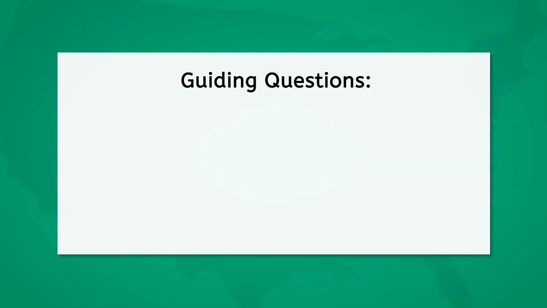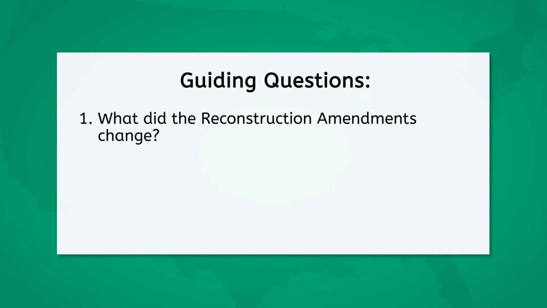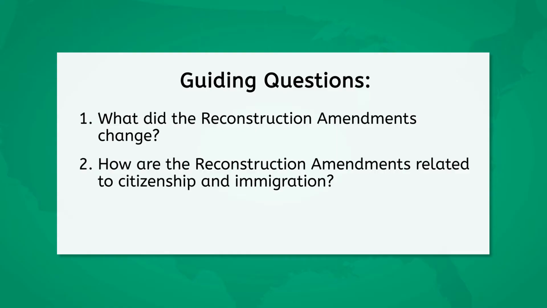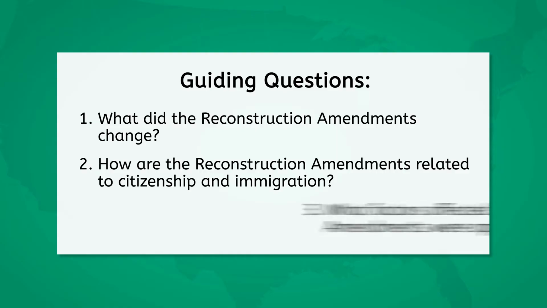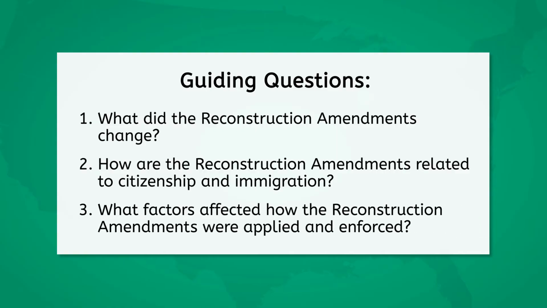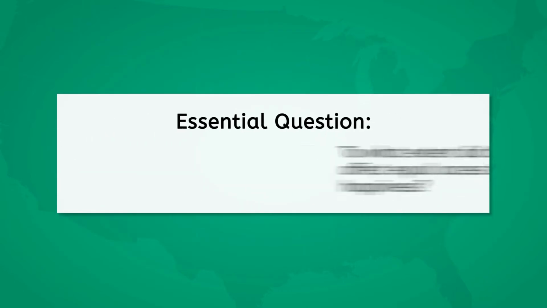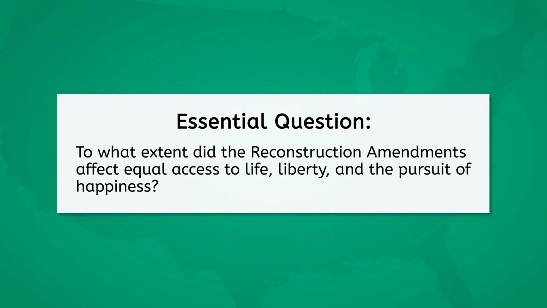In this lesson, we'll examine these amendments to answer our guiding questions. What did the Reconstruction Amendments change? How are the Reconstruction Amendments related to citizenship and immigration? And what factors affected how the Reconstruction Amendments were applied and enforced? We'll also tackle the essential question, to what extent did the Reconstruction Amendments affect equal access to life, liberty, and the pursuit of happiness? Let's get into it.